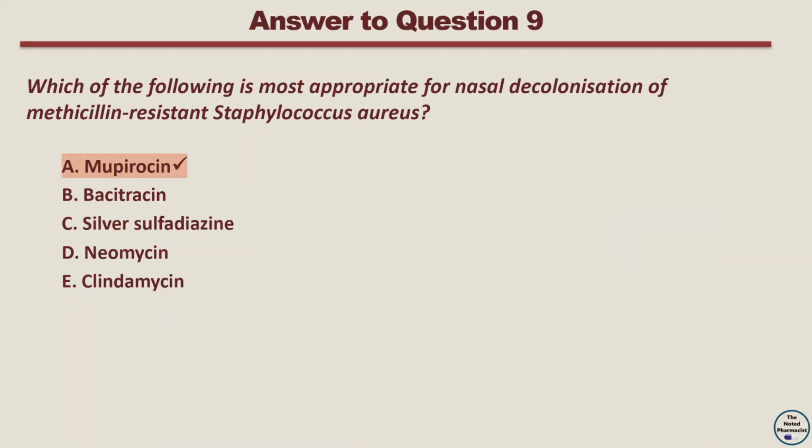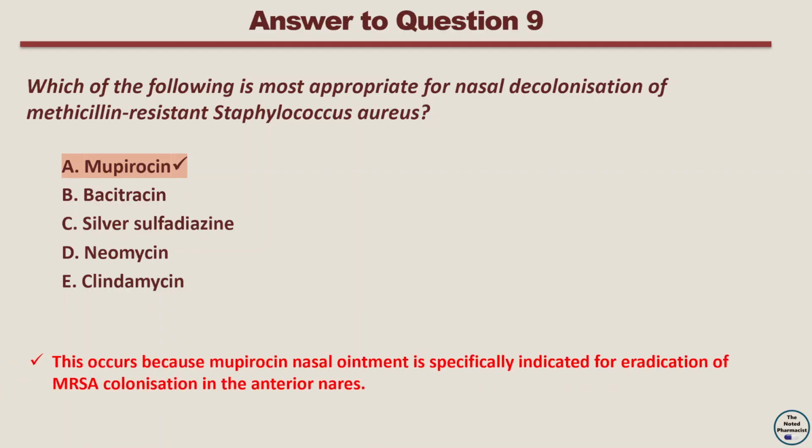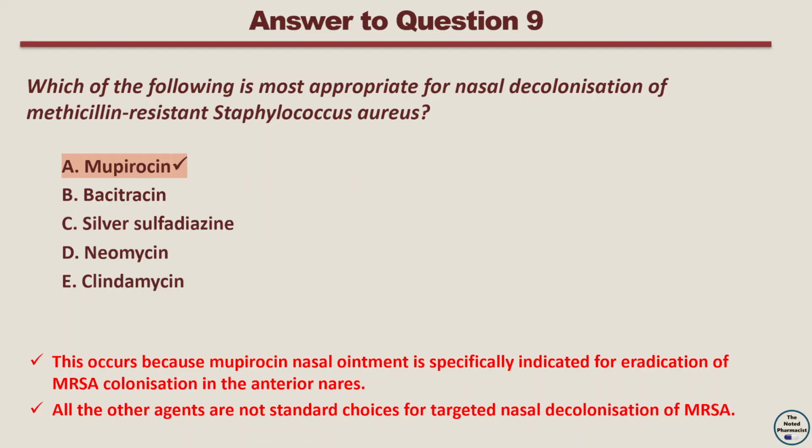The correct answer is option A, mupirocin. This occurs because mupirocin nasal ointment is specifically indicated for eradication of MRSA colonization in the anterior nares. All the other agents are not standard choices for targeted nasal decolonization of MRSA.